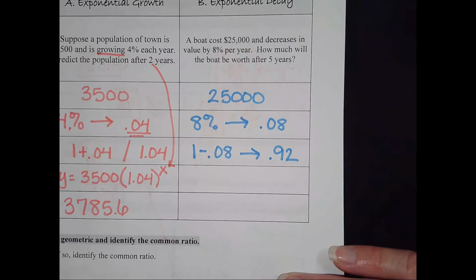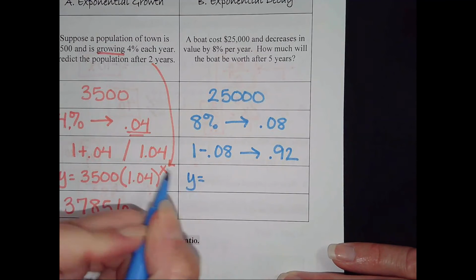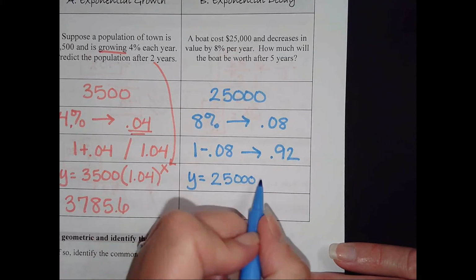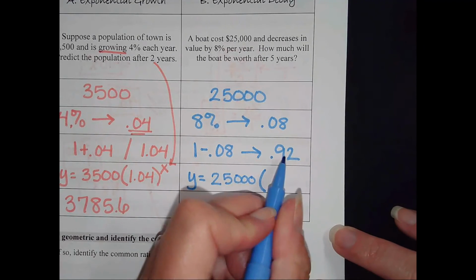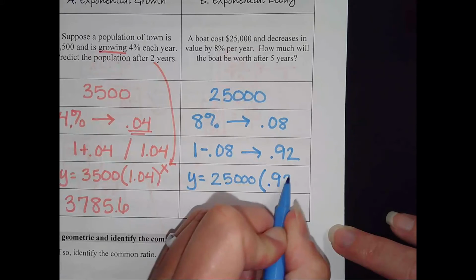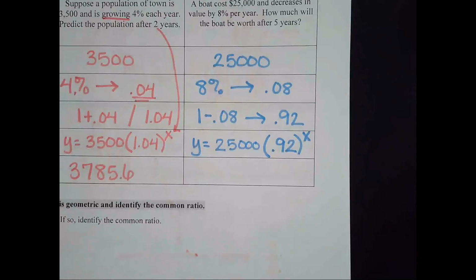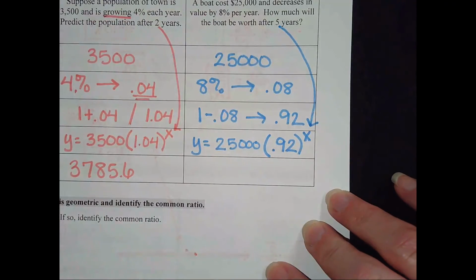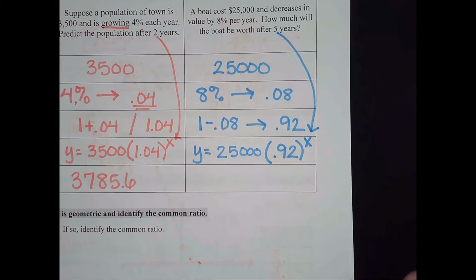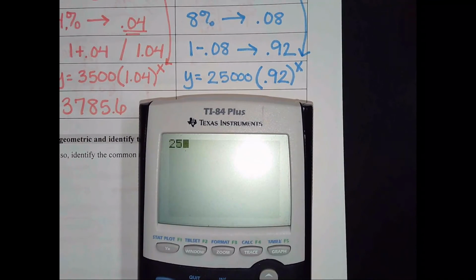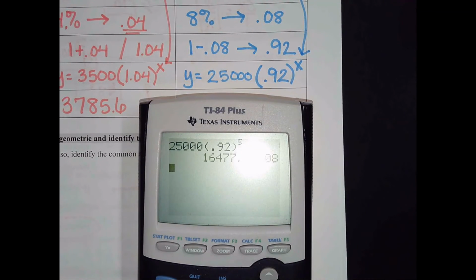Then they want you to write the equation. So we have y equals A, which we set up above was 25,000, not 100. It'd be a cheap boat. Parentheses, times B. You can write either one. I'm just going to write 0.92 because it's to the x power. So that's our equation, but they want to know what we can predict the boat would be worth after 5 years. So now you're going to plug 5 in. That's where your calculator comes into play. So we're going to do 25,000, parentheses, 0.92 raised to the 5th power.